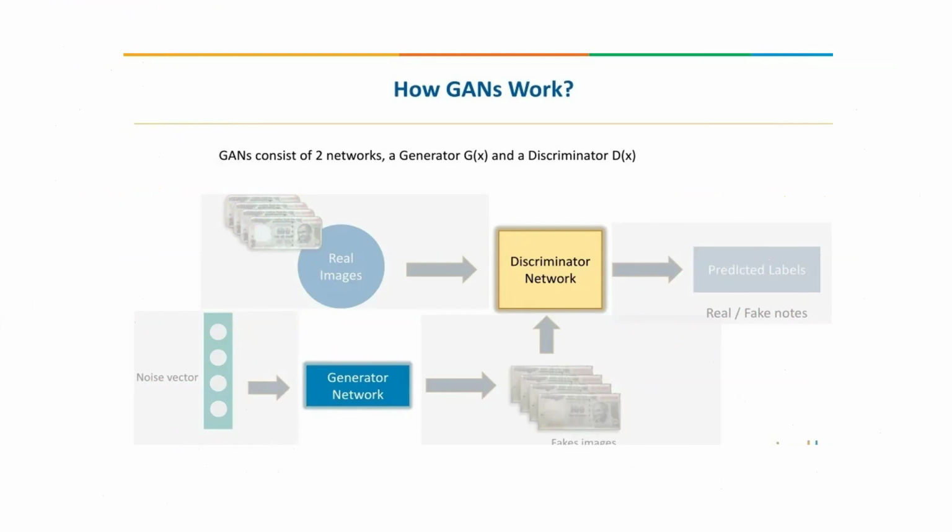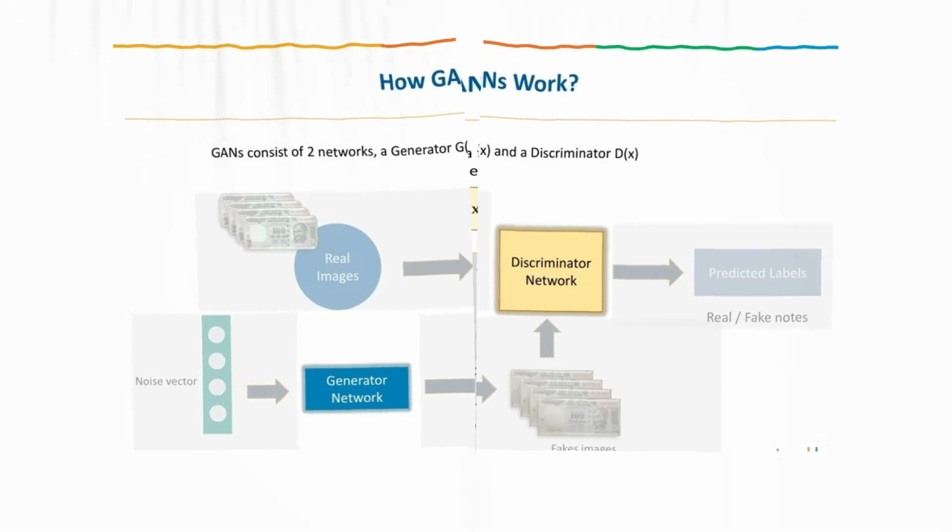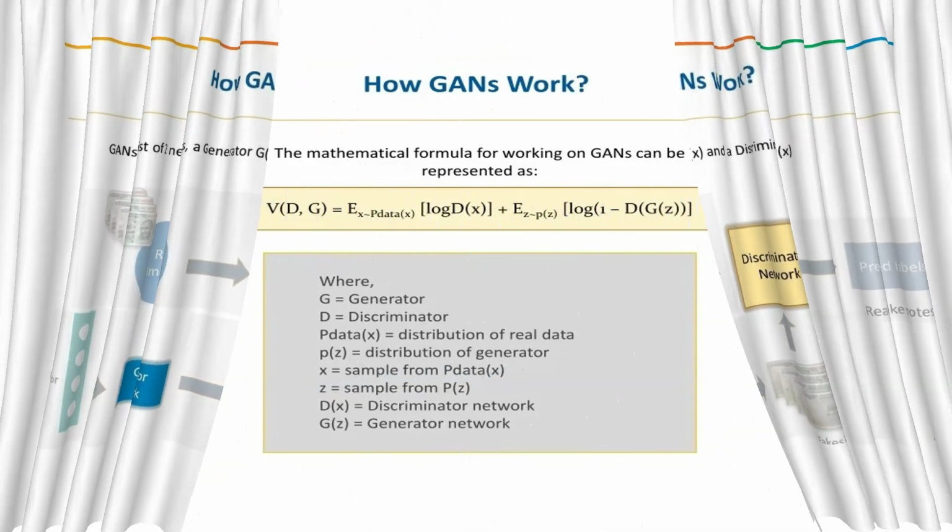Now let's discuss a GAN. In the GAN, the example given is of 100 rupees coins, where we have real images of a 100 rupee coin and fake images generated by the generator network of a 100 rupees coin. We feed that to the discriminator network. The discriminator network will classify actual and fake notes. Now let's discuss how a GAN mathematically works.